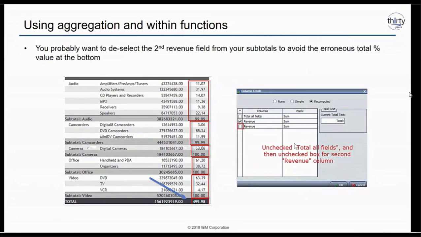And one other step we probably want to do is not only change the title of that column to be as a percentage of rather than revenue, but also we really don't want a subtotal of that as a percentage. So we would come into the subtotal editor and just deselect that second revenue column so the subtotal doesn't show up there again erroneously.